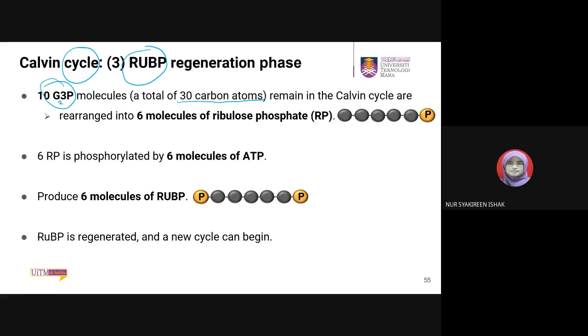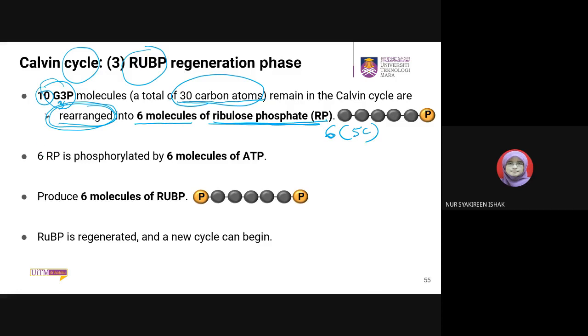Setiap G3P is a 3 carbon sugar. 3 kali dengan 10. So total carbon yang ada dalam Calvin cycle masa phase yang ketiga ni adalah 30 carbon atoms. Okay, from the 10 G3P molecule. So they will undergo this process which is rearrangement. Okay, rearrangement to form 6 molecule of ribulose phosphate. Ribulose phosphate is a 5 carbon sugar. So daripada 10 G3P akan undergo rearrangement to form 6 molecule of 5 carbon sugar, ribulose phosphate.